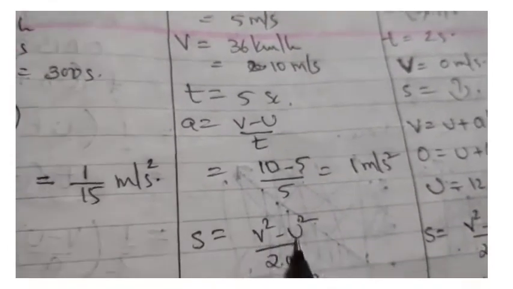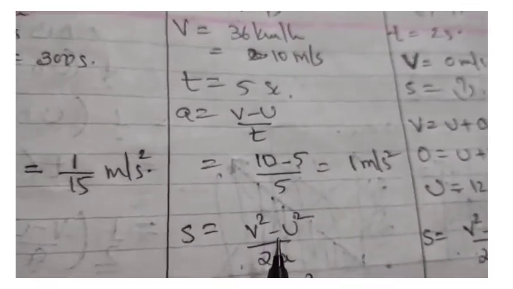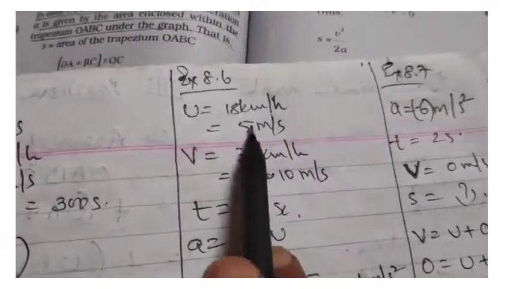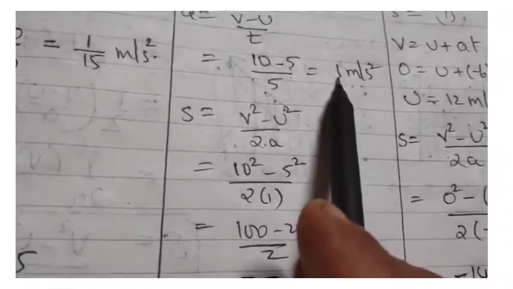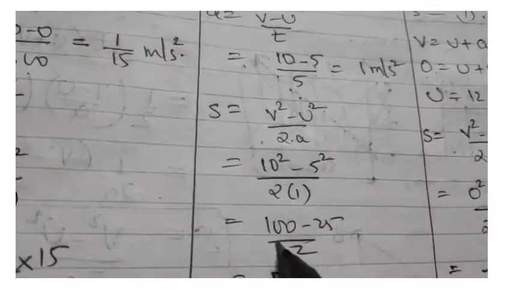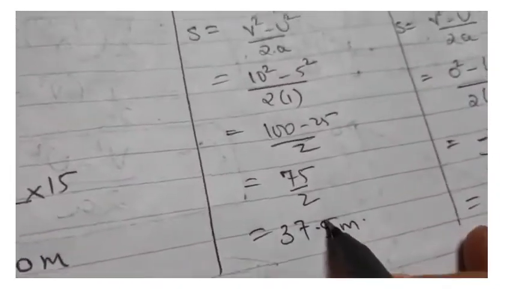And now distance will be v square minus u square upon 2a. Always this formula will be easier. V value is 10, u value is 5. So 10 square minus 5 square upon 2 into a value, which is 1, which you have calculated. So 100 minus 25 is 75 upon 2, that comes to 37.5 meter.